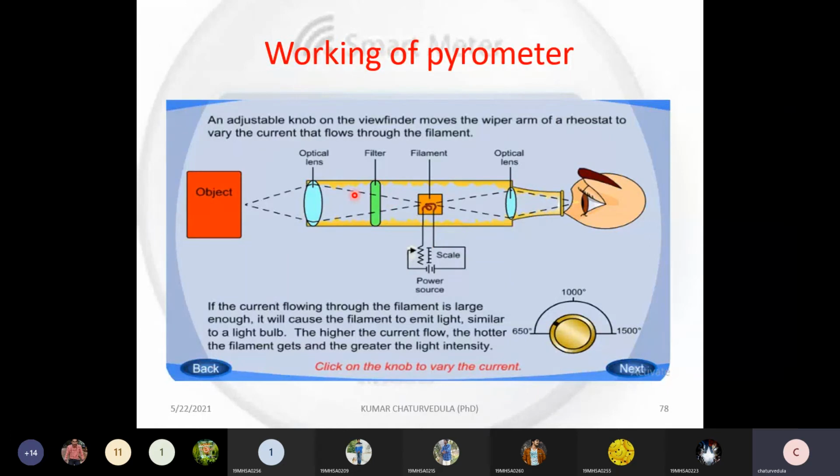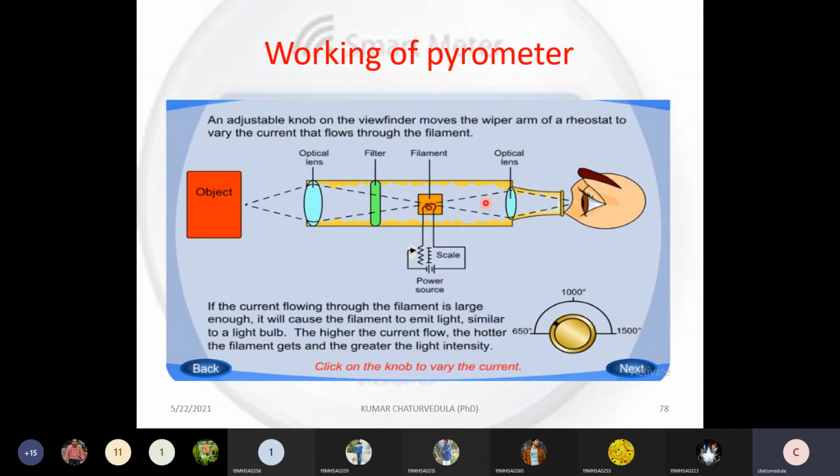Now here this is the suitable knob. This knob is going to be placed nearby here, not on the top of this; by varying this knob, this rheostat will automatically be varied. So this is the adjustable knob. The range is 650 degrees centigrade to 1500 degrees centigrade. This is the range of this knob.